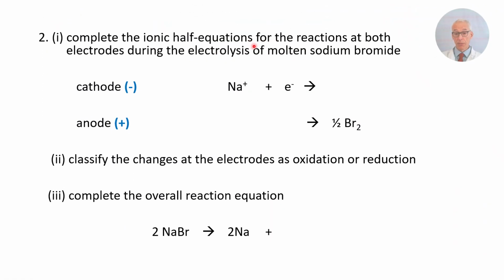So in this problem, complete ionic half equations for the reactions at both electrodes during the electrolysis of molten sodium bromide. So we've got two half equations to complete. Classify the changes as oxidations or reductions, and complete the overall reaction equation. So in the exam paper, you were provided with a partial equation. Stop the class and come back to check your answers when you are ready.